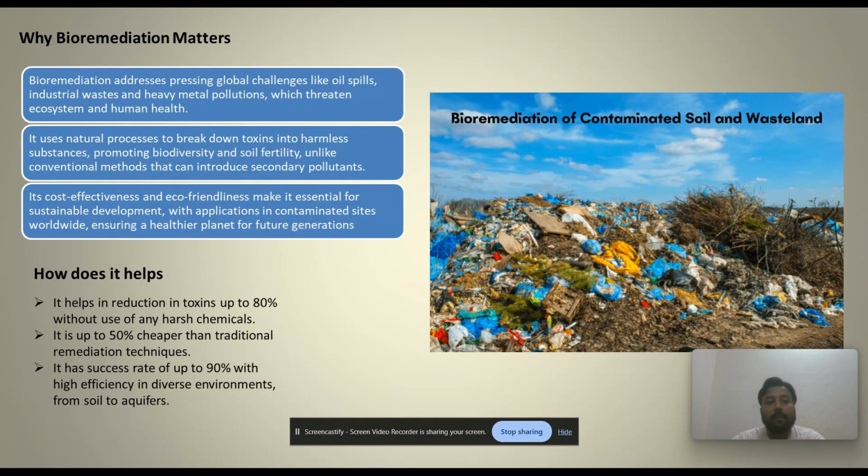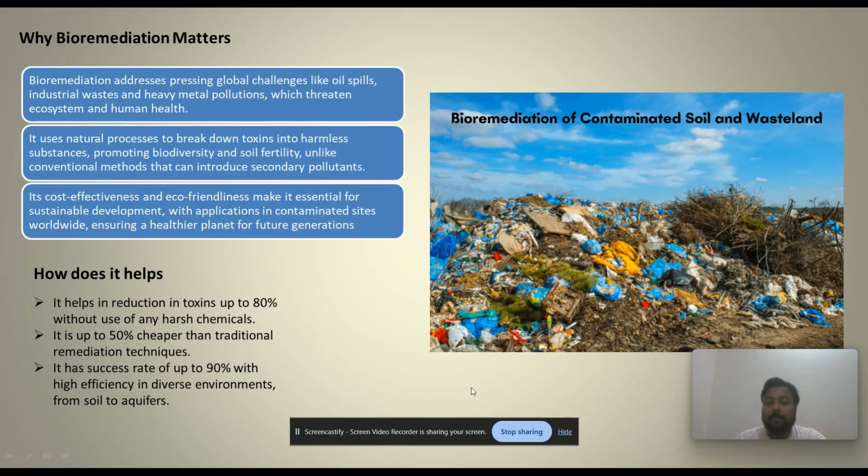Then coming to the next slide, why bioremediation matters. Bioremediation addresses pressing global challenges like oil spills, industrial wastes, and heavy metal pollution, which threaten ecosystems and human health. It uses natural processes to break down toxins into harmless substances that promote biodiversity and soil fertility. Unlike conventional methods that can introduce secondary pollutants, its cost effectiveness and eco-friendliness make it essential for sustainable development, with application in contaminated sites worldwide. It ensures a healthier planet for future generations.